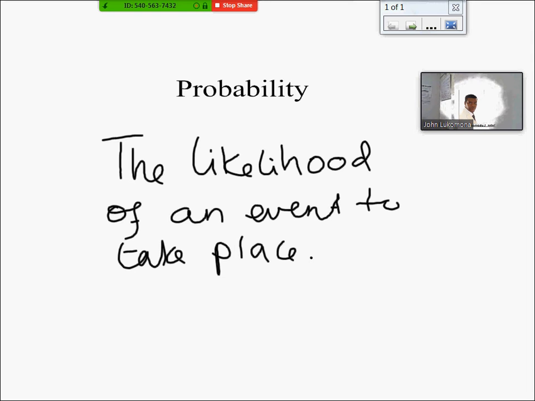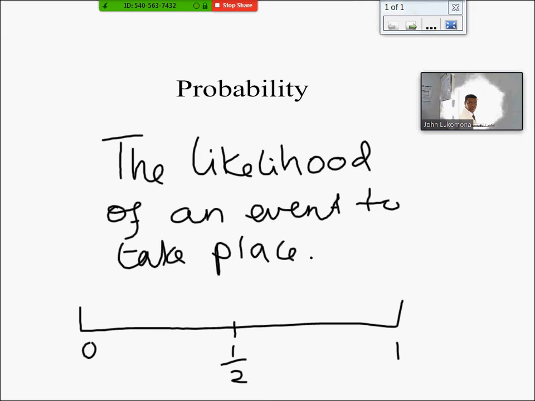I will draw here a probability line. Probability is always between 1 and 0. And half of the line is 1/2. What that means, if the event can never take place, it will come under the 0. Here we say it's impossible, okay? The event at 0, it means it's impossible. It can never take place.